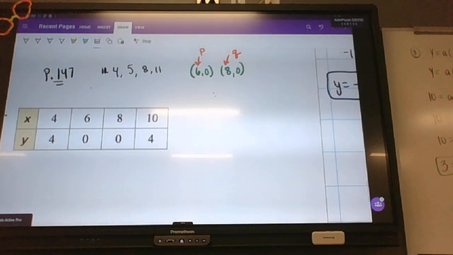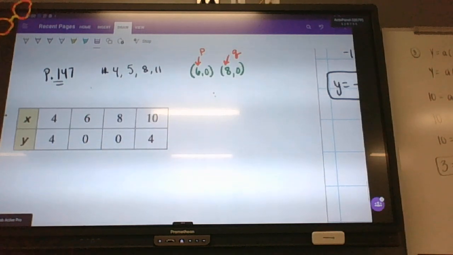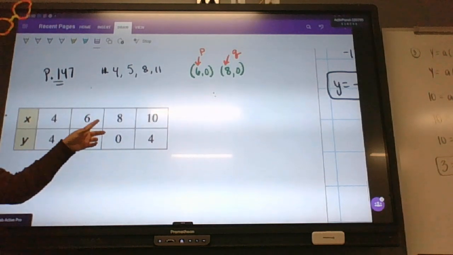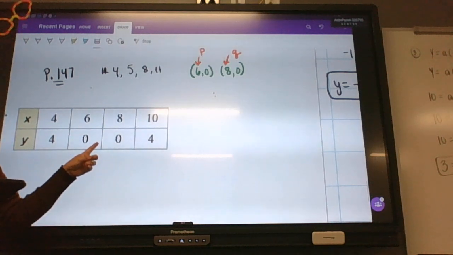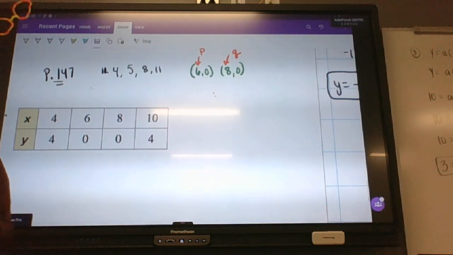Why will they only work for P? Well, you don't know the vertex here. I mean, I could find it because I know a lot about patterns. I could figure it out. But what I have here is 2 zeros, which means I have intercepts.